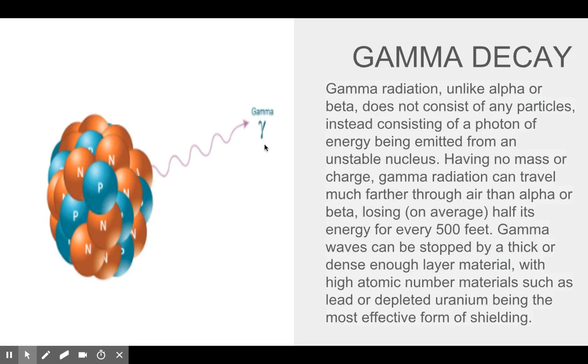Now let's look at gamma decay. Gamma radiation, unlike alpha or beta, does not consist of any particles. Instead, it consists of a photon of energy being emitted from an unstable nucleus. Having no mass, no charge, gamma radiation can travel much further through the air than alpha or beta radiation, losing on average half its energy every 500 feet. Gamma waves can be stopped by a thick, dense enough layer of materials such as high atomic number materials like lead or depleted uranium. These would be effective forms of shielding.